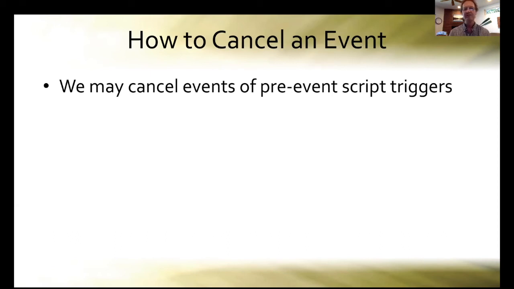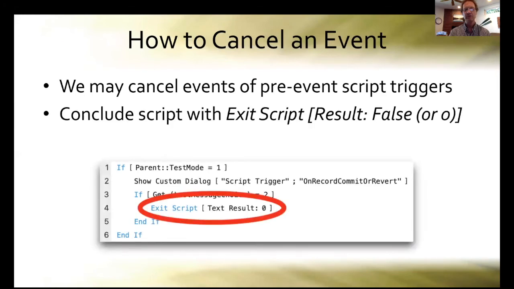Here's how you cancel a pre-event script trigger. You simply conclude the script with an exit script statement that passes back a result of either the word false, the keyword false, or 0, okay? False or 0. Those mean the same thing.